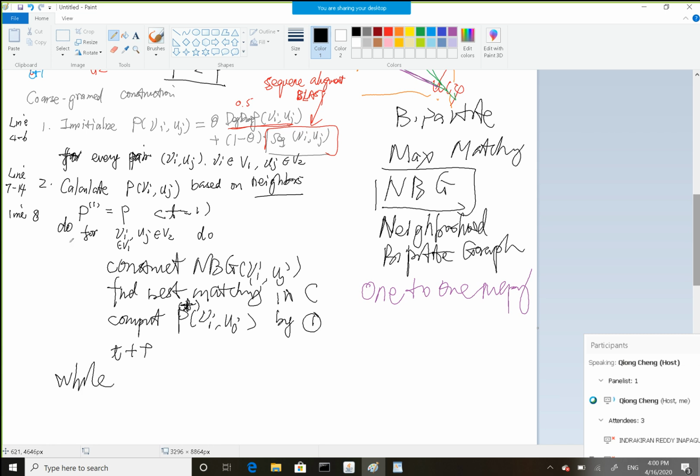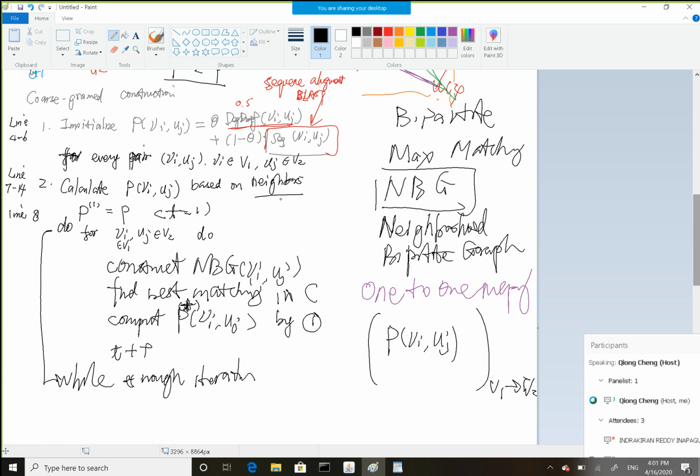Do-while is the same as the paper mentioned, repeat. Because I do not have big space, I just use do-while. It's the same as repeat and until, right? And in the paper, they roughly mention this is enough iteration, corresponding to there's no change in this iteration. You can treat the whole thing here as the matrix. Can you see the P, VI, and UJ, which corresponds to one of the values in the matrix? This matrix corresponds to V1 to V2. This is the mapping for that.